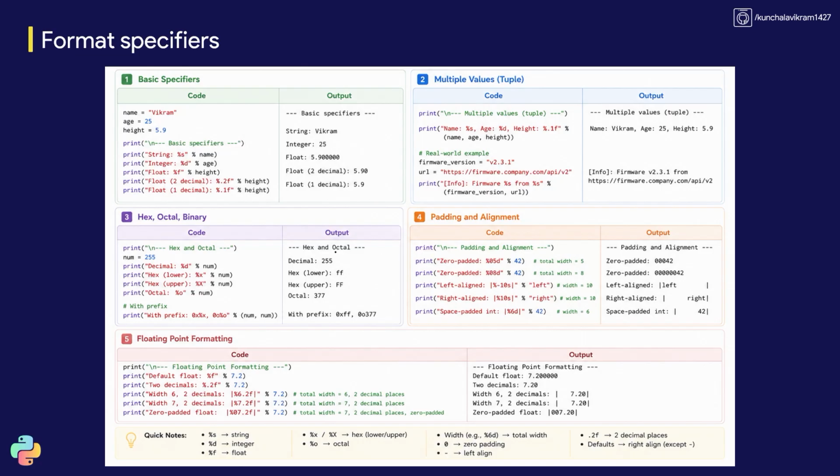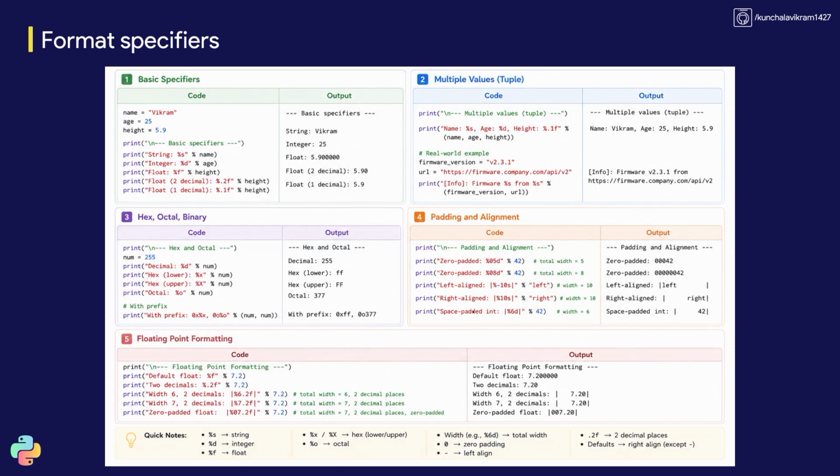If I have to print an integer or a decimal, it is percentage d. But if I have to control the number of digits that I want my Python code to print, I can use the digit as well. So 05d means the total width is 5, so the overall output to be printed will have 5 digits. For example, 42 will be printed as 00042. Similarly 8d will have 8 digits.